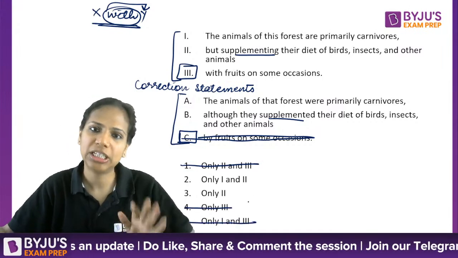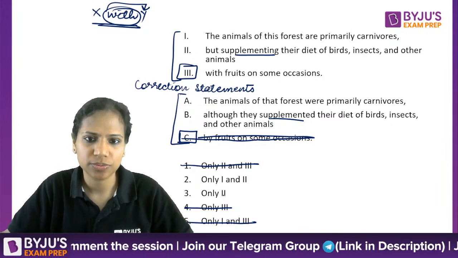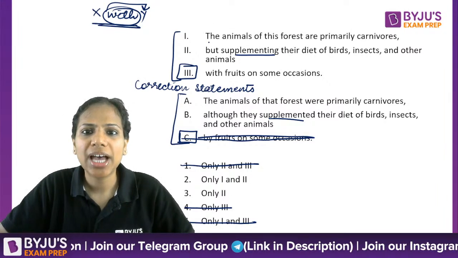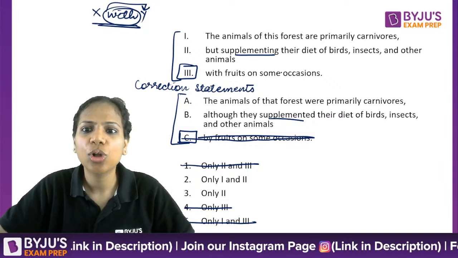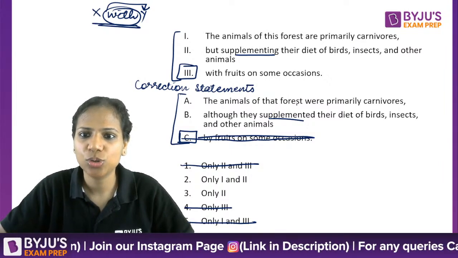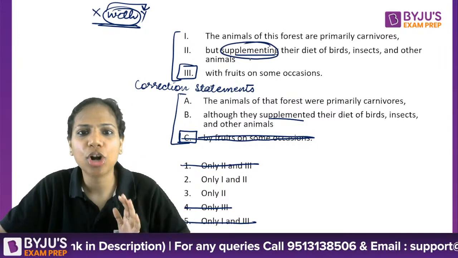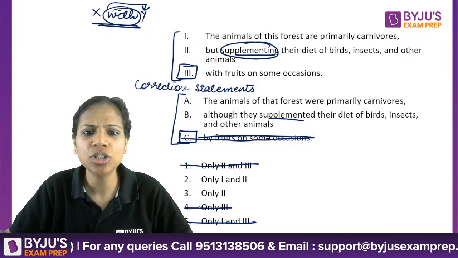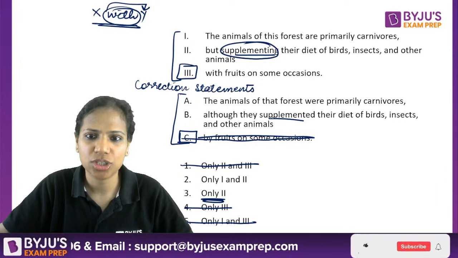Now I was left with only 1 and 2. Now the animals of this forest are primarily carnivores. Either I should say, although they supplement, right? This is definitely erroneous. You could spot that, right? 2 is definitely erroneous. You could spot that.